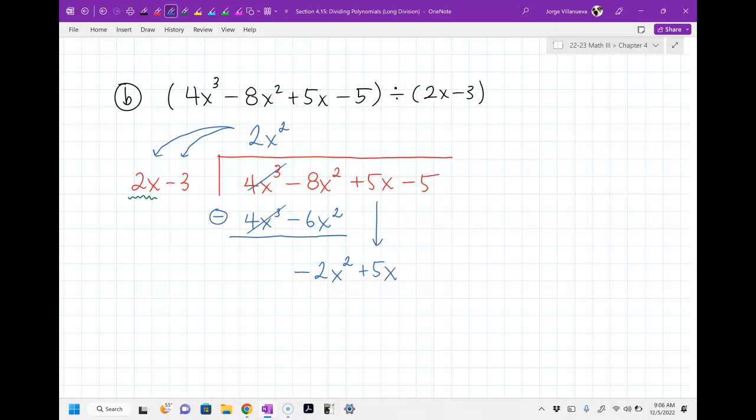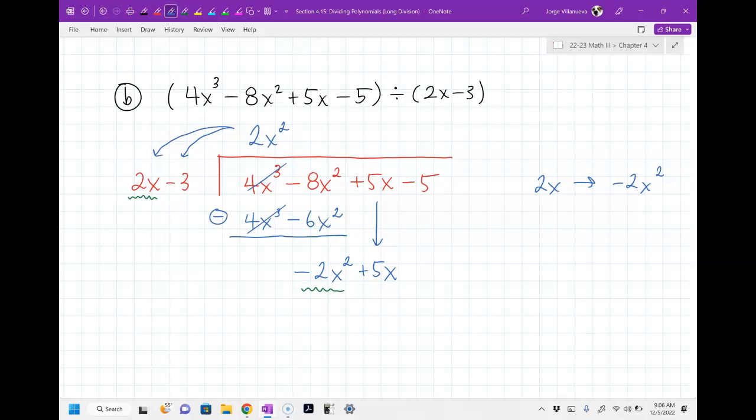And I'm going to ask myself the question again. Let me do the little squiggly line here. I have a 2x on the outside. I want it to become a negative 2x squared. What do I multiply it by? I want a 2x to become a negative 2x squared. Any idea? I want 2x to become negative 2x squared.